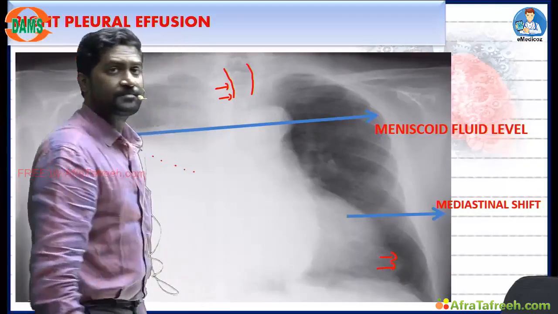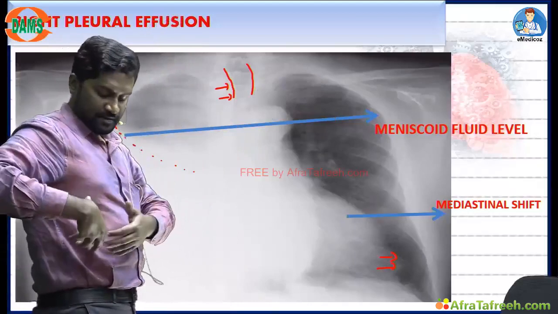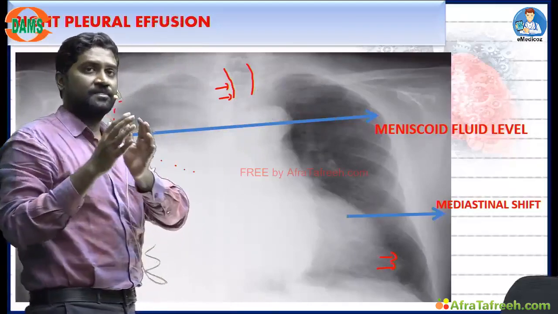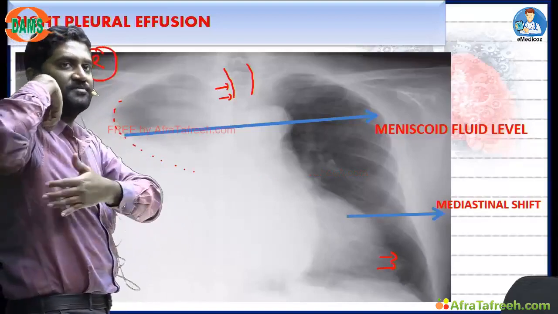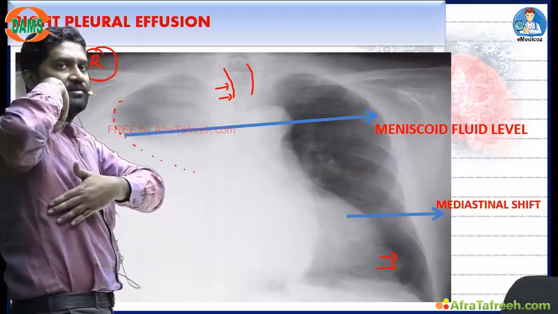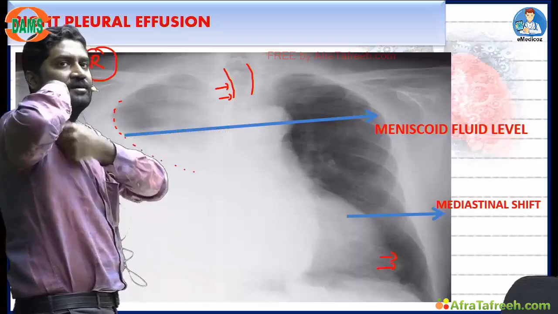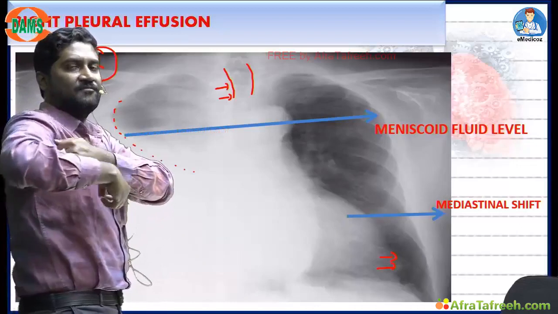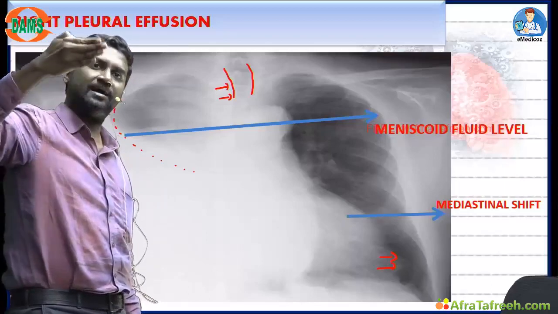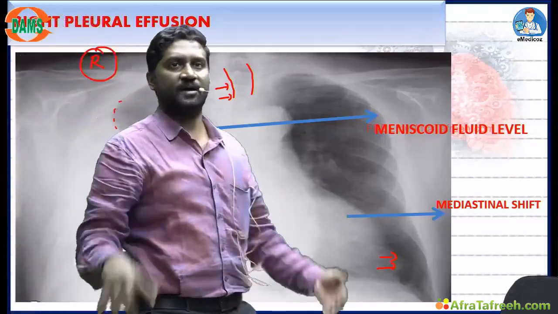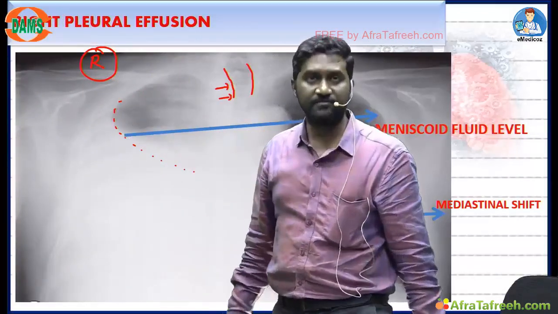So many students ask me, what is the reason for that meniscoid fluid level? It is very simple. Whenever there is excess fluid in the pleural cavity, your body as a defense mechanism will try to reabsorb that fluid. Reabsorption can be done through axillary lymphatics. Axillary lymphatics create a suction pressure trying to pull up the fluid into its drainage. Because axillary lymphatics are trying to pull up the fluid, you can see that meniscoid fluid level high up into the axilla. It is just a defense mechanism of the body so that this fluid can be drained into the lymphatics. More than that there is no special explanation.